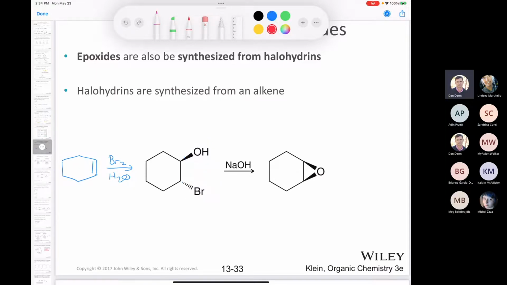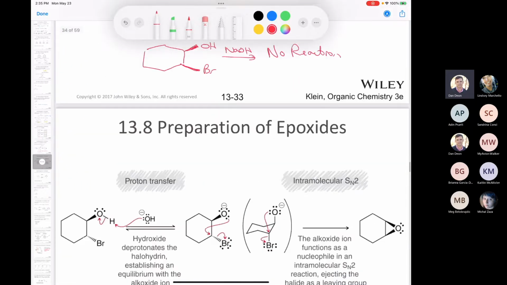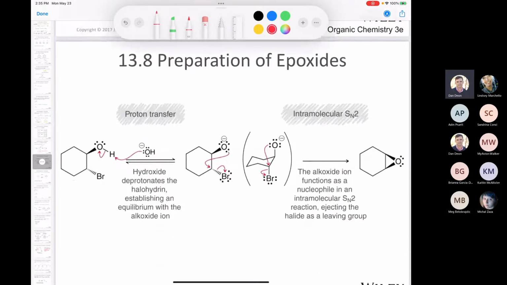If you were to try to do it with the hydroxyl going up and the bromine going up like this, and you treat that with sodium hydroxide, you get no reaction. Nothing happens at all. So they have to be trans to one another in order for it to work. Let's take a look at why that is. What happens when you make the epoxide from a halohydrin is, in the first step, the hydroxide from the sodium hydroxide deprotonates the alcohol to make the alkoxide.